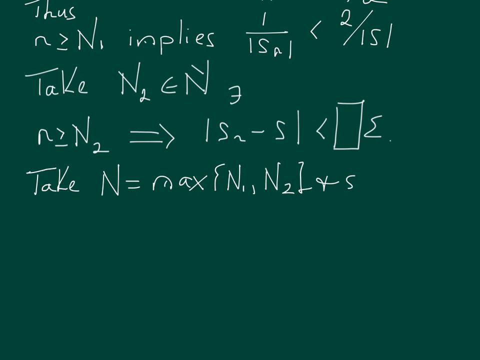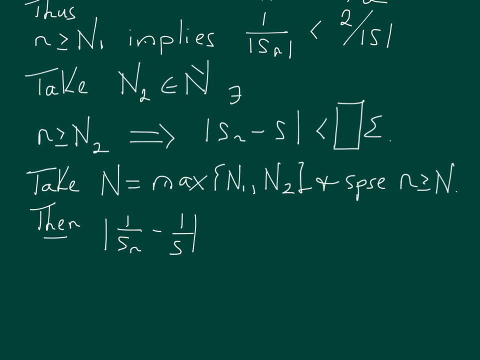And let's suppose that little n is greater than or equal to capital N. Alright, so we're hoping that this capital N is going to work for us. So what do we need? Well, then what we're hoping is that the distance from 1 over s sub n to 1 over s is going to be less than epsilon.